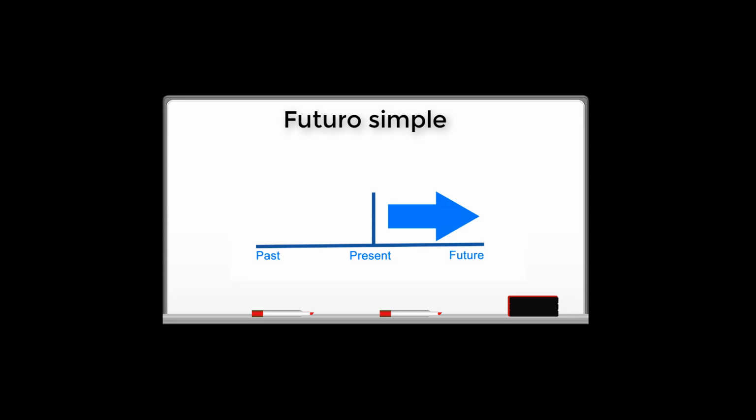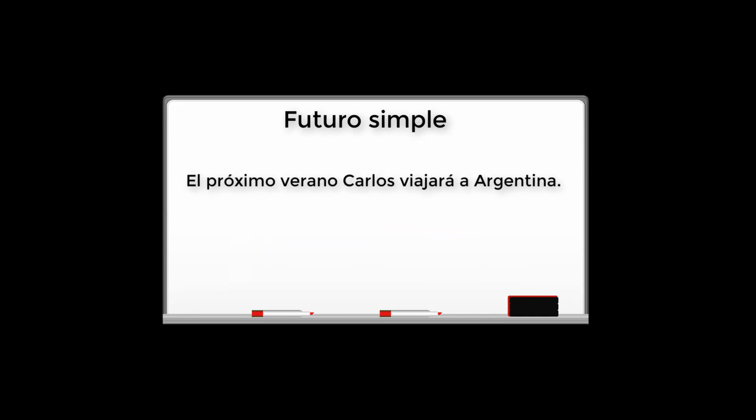Today we will talk about Futuro Imperfecto, Spanish Future Tense. El próximo verano, Carlos viajará a Argentina. The next summer, Carlos will travel to Argentina. We can see verb viajará from verb viajar, to travel.